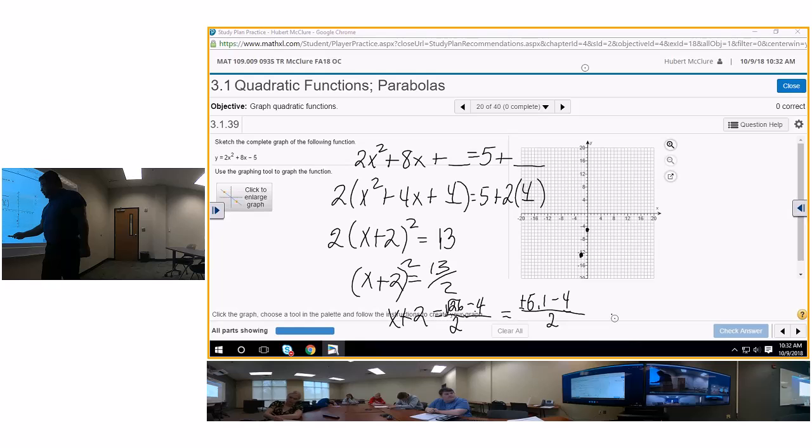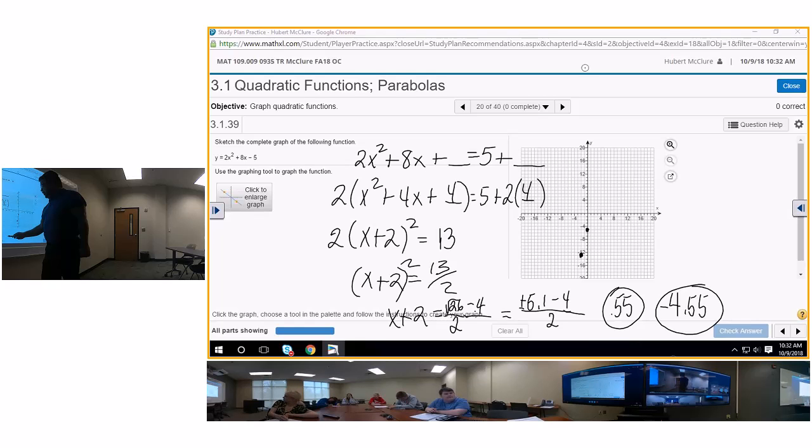So that's one x-intercept. The other x-intercept is negative 9.1, which is going to be 4.6. I don't know. Somebody check my math. Or 4.55. Somebody check me.